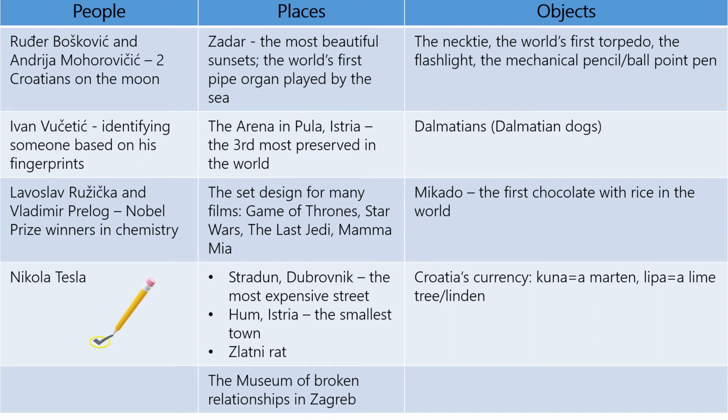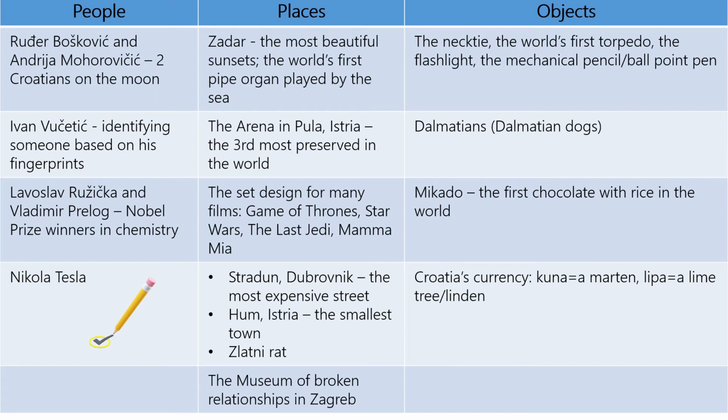Croatia in general as the set design for many films, Game of Thrones, Star Wars: The Last Jedi, and Mamma Mia. Stradun in Dubrovnik as the most expensive street. Hum, Istria, as the smallest town. Zlatni Rat, a natural phenomenon on the island of Brač. And finally, the Museum of Broken Relationships in Zagreb, the capital of Croatia.